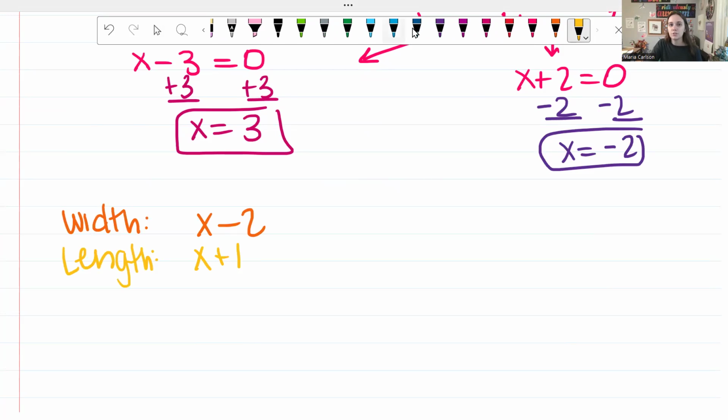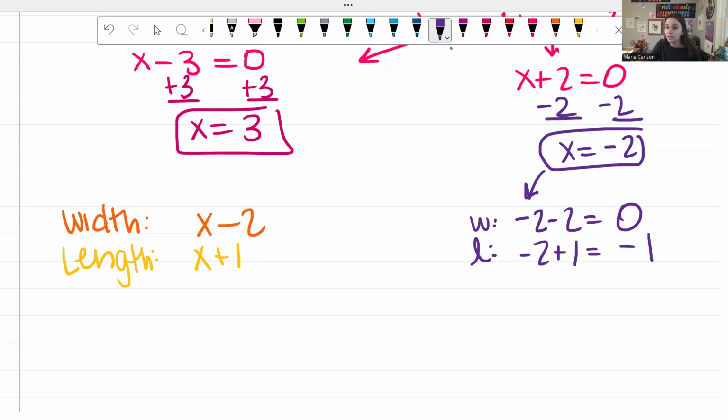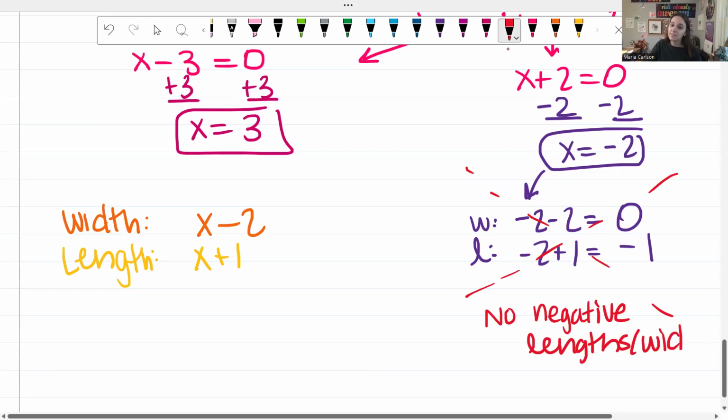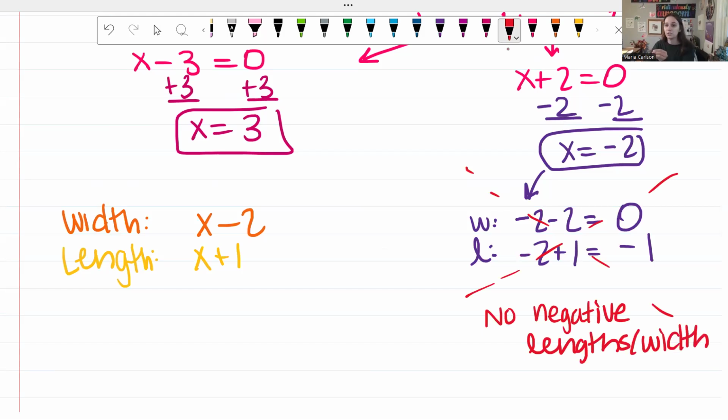If I substitute the value of x equals negative 2 in for the width, this means our width would be negative 2 minus 2 or negative 4. And our length, well, that would be negative 2 plus 1, which is negative 1. We can't have that. There are no negative lengths or widths. So this negative x value is not a valid solution here.